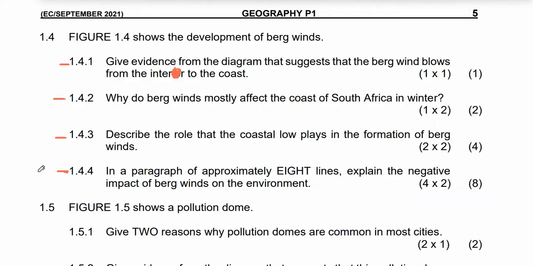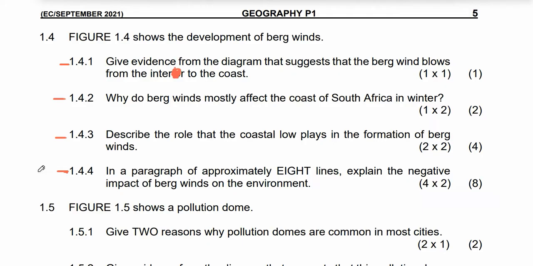Number two, you can say these berg winds cause veld fires. They make the grass or the vegetation dry, so when they blow, the vegetation causes friction between them and causes fires. That's the second point. The ecosystem is going to be destroyed by these veld fires. That's the third one. You can also say there will be decreased biodiversity because other animals as well as farm animals will die. Farmers will be disadvantaged in this case.